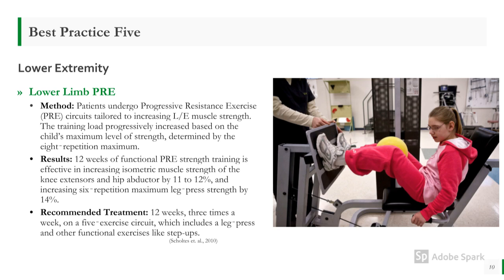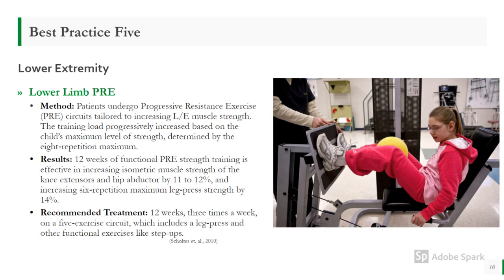Best practice 5. Lower limb progressive resistance exercise. Patients undergo progressive resistance exercise circuits tailored to increasing lower extremity muscle strength. The training load progressively increased based on the child's maximum level of strength, determined by the 8 repetition maximum. 12 weeks of functional progressive resistance exercise was effective in increasing isometric muscle strength of the knee extensors and hip abductors by 11 to 12%.